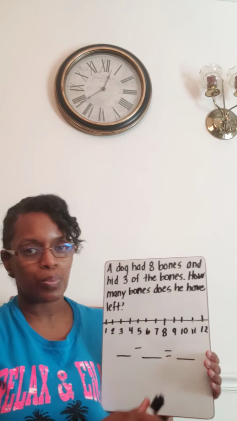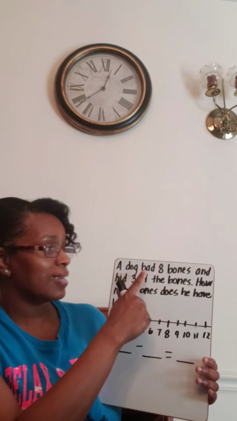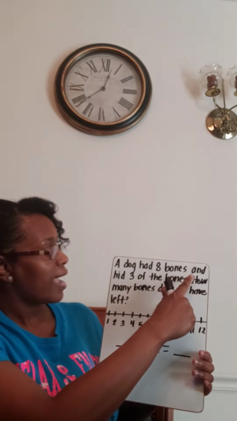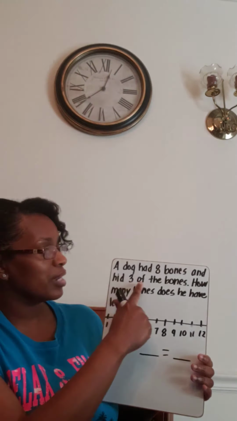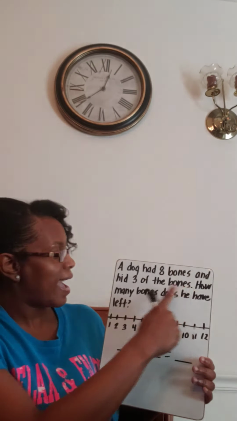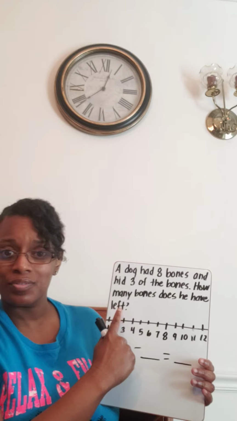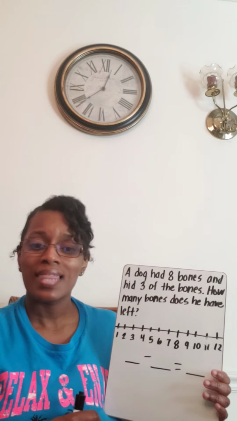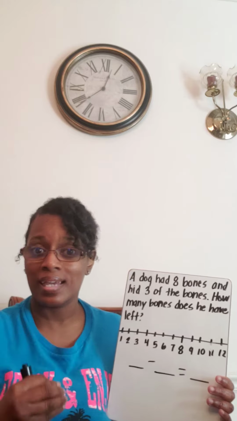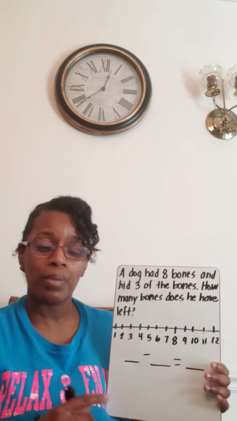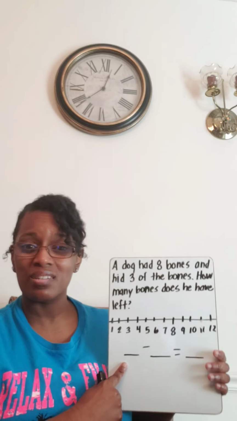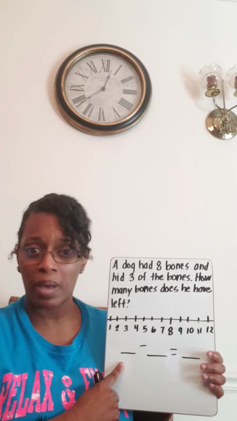All right, let's start with this first problem. It says, a dog had 8 bones and hid 3 of the bones. How many bones does he have left? Now remember, when we're subtracting, that means that something is being taken away, okay? And also remember, when you're subtracting, your biggest number always goes first. Remember what we've talked about before. And your last number, that's how many you have left, okay, after something's been taken away.